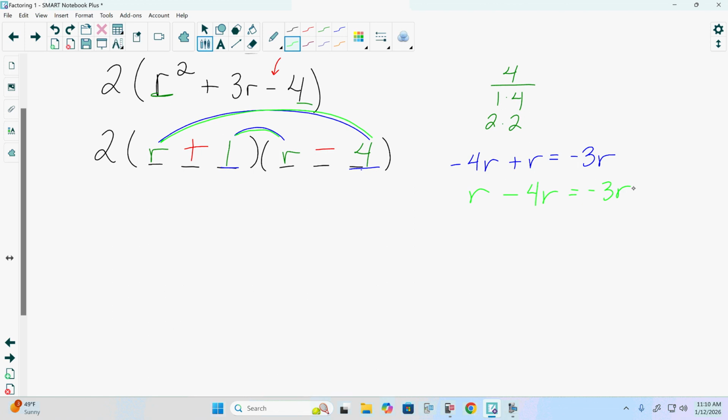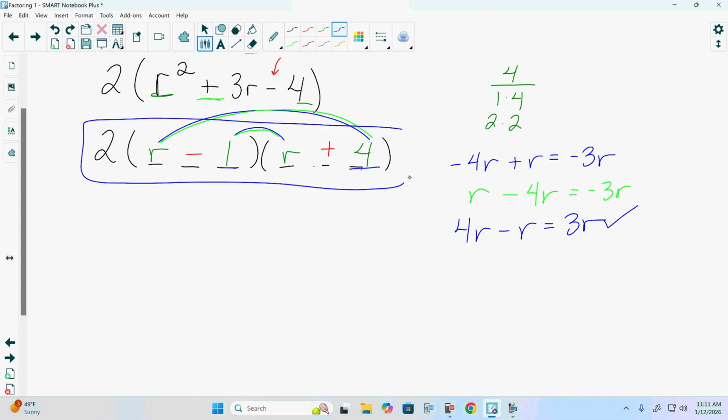Now, for this here, 3r is the number we want, but we want it positive, not negative. So to fix that, the easiest thing we can do is flip the signs. And if we flip the signs, r times 4r, positive 4r, gives us positive 4r. Negative 1 times r is negative r, giving us the positive 3r that we wanted. So 2 times r minus 1 times r plus 4 is the correct set of factors.